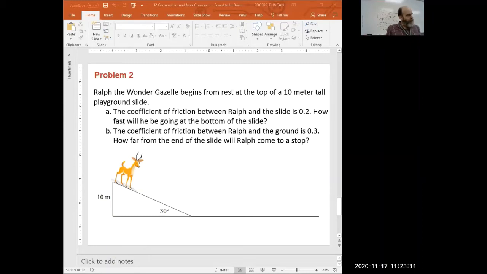Ralph the Wonder Gazelle begins from rest at the top of a 10-meter tall playground slide. The coefficient of friction between Ralph and the slide is 0.2. How fast will he be going at the bottom of the slide?